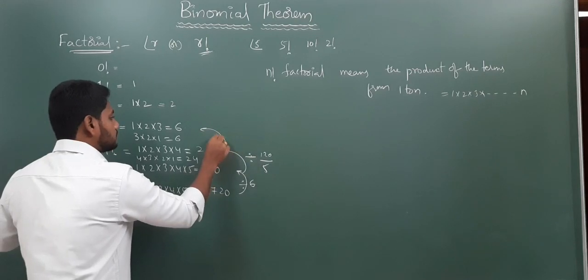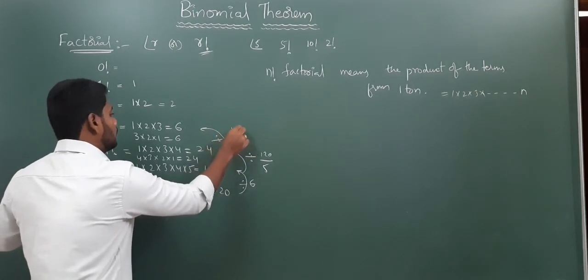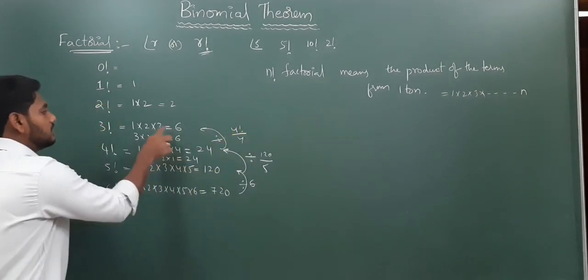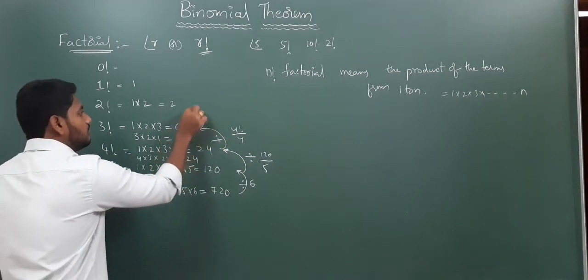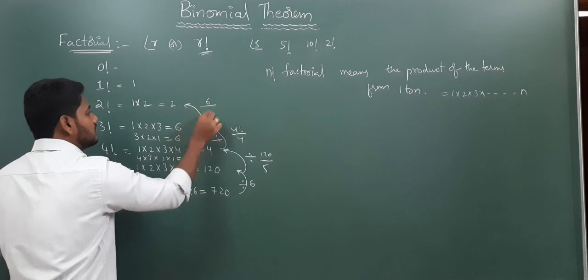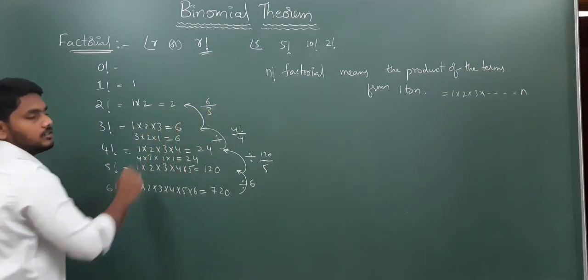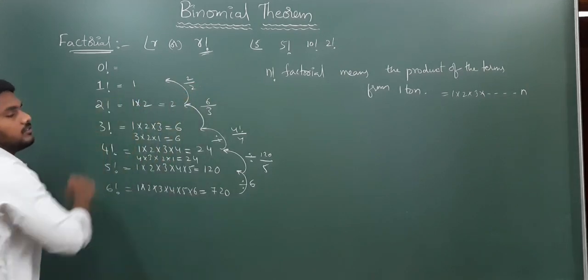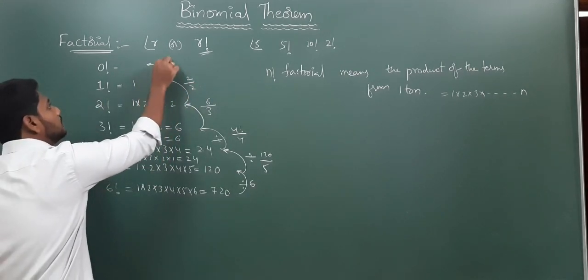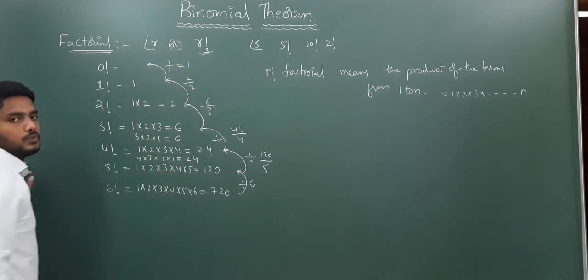Again, when will we get 6? If we divide 4 factorial by 4, what will you get? 24 by 4 is 6. Next, when will we get 2? 6 by 3, if you do, what will you get? 2. And again, 2 by 2, if you do, what will you get? 1. Again, at this step, 1 by 1 is equal to 1.